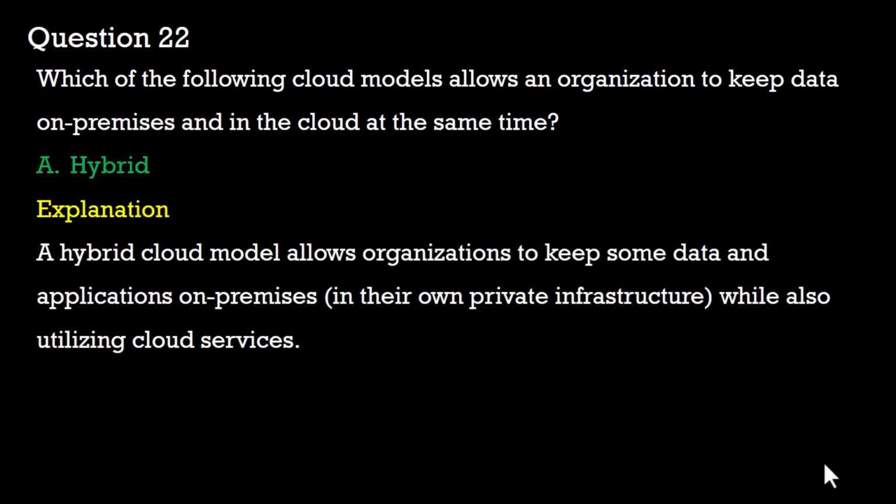The hybrid cloud model allows organizations to keep some data and applications on premises as well as in the cloud. So it's a mixture of both the on-site or on-premise as well as in the cloud. The model provides flexibility because it allows organizations to leverage scalability as well as cost effectiveness of public cloud services for certain workloads, while it keeps sensitive data within its private on-premises environment.